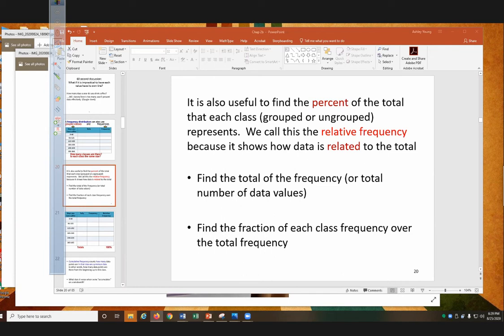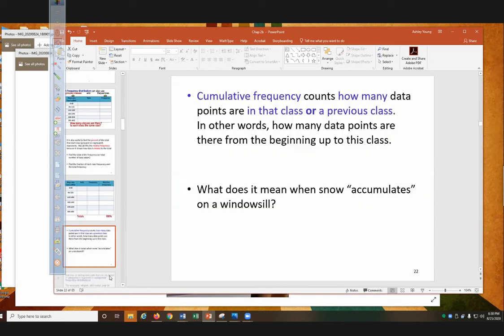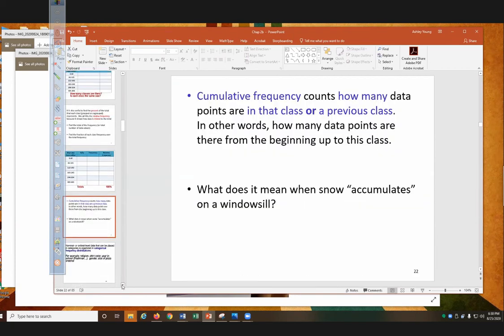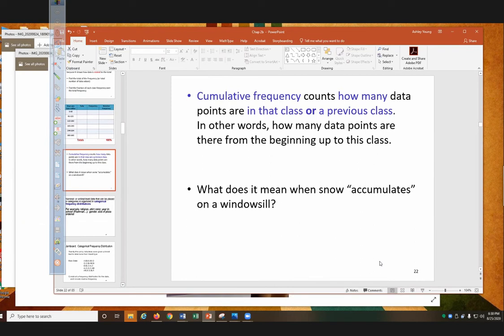So we are here talking about relative frequency. We did that already. Great. So now let's talk about cumulative frequency. Let's get a reader for this one. Elizabeth B., go ahead and read.